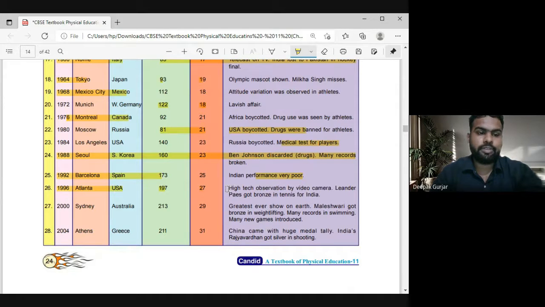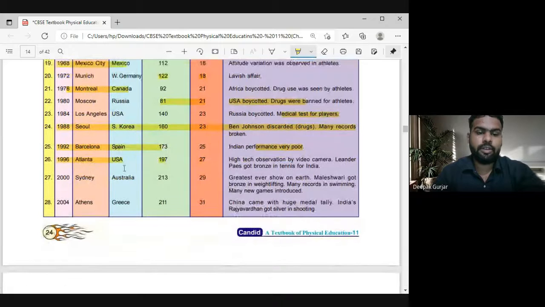If we talk about Australia, which is of 2000, right? At that time 213 countries participated and there were 29 activities. It was the greatest show on earth, right? Malleswari got bronze in weightlifting, many records in swimming, and many new games were introduced.